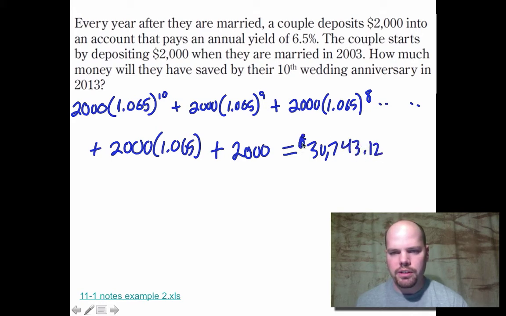$30,743.12. Okay. Now 2,000 times 10 is 20,000. So they put in 20,000 of their own money, but they're getting about $10,743.12 worth of interest. Okay, if you want to see this on Excel, watch this next part. If you are comfortable just doing this all on a calculator without a spreadsheet, skip to the next example.